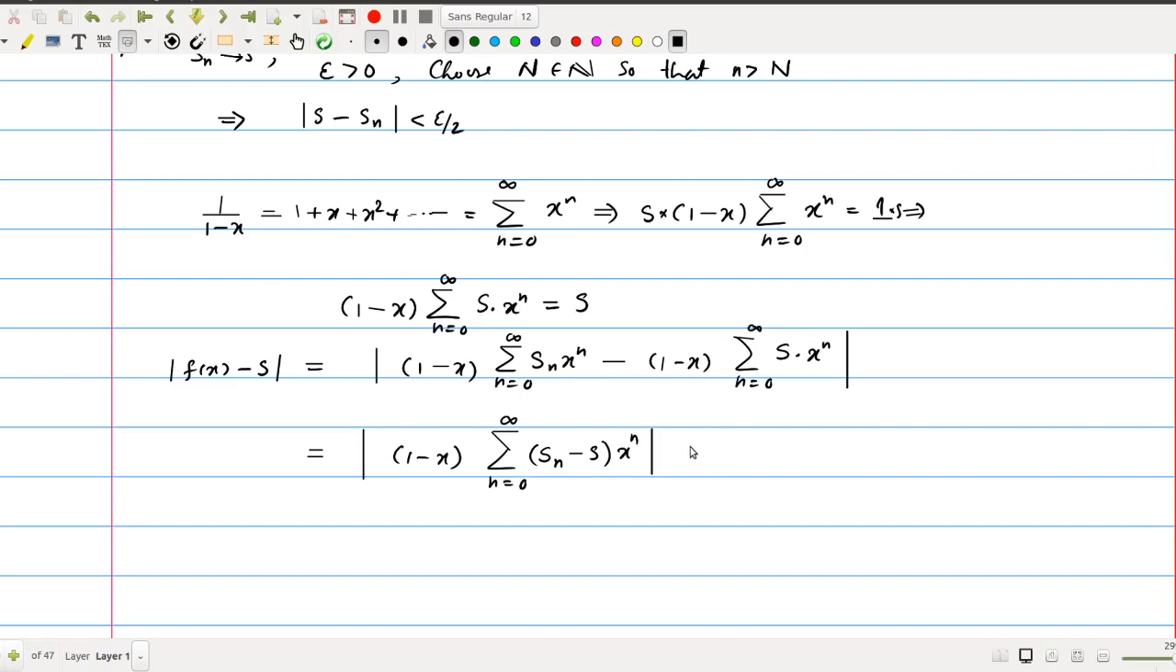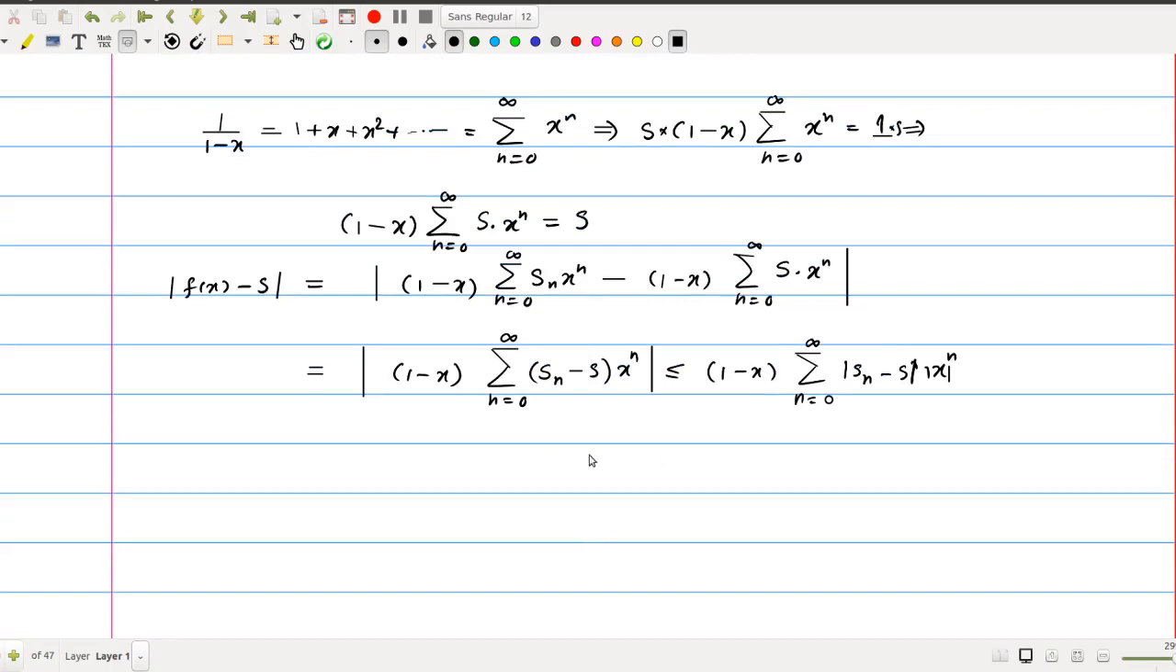So we can write this as less than or equal to, by taking the triangle inequality, 1 minus x, which is always non-negative because x is less than 1, so it can be written as 1 minus x itself. And you can take this 1 minus x inside the summation also, and we write this as summation n equal to 0 to infinity modulus of Sn minus s into mod x raised to n. So this is the idea here.